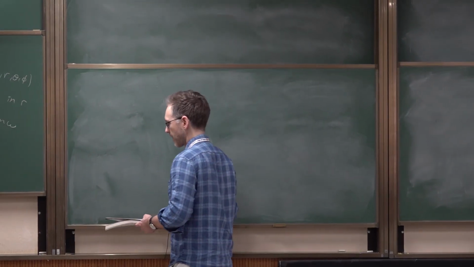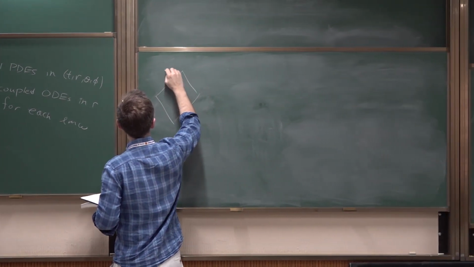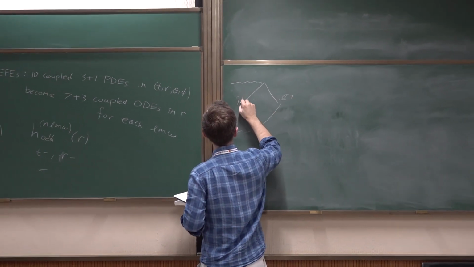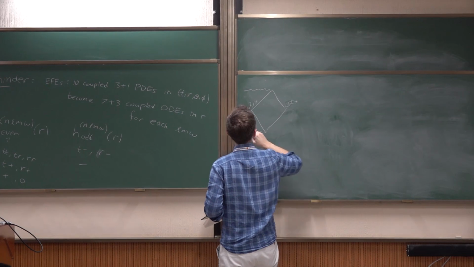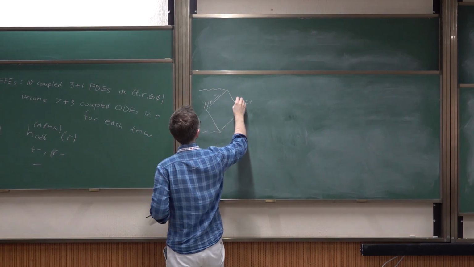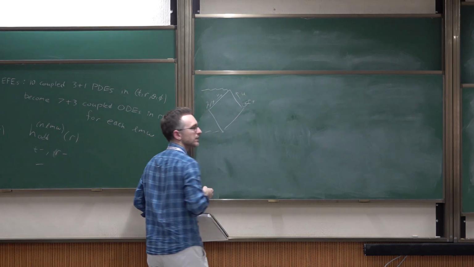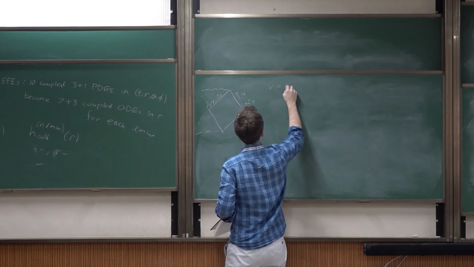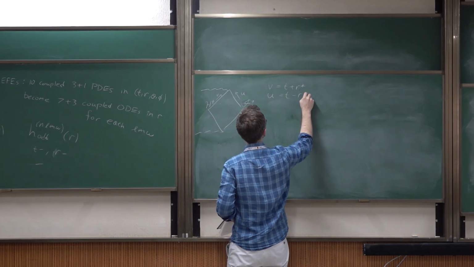Okay, so let's draw the Penrose diagram for Schwarzschild. So we've got scri plus here, we've got H plus here. We've got an advanced time coordinate v that runs along the future horizon, and we've got a retarded time coordinate u that runs along scri plus. Where, remember, v is t plus r star, the tortoise coordinate, and u is t minus r star.